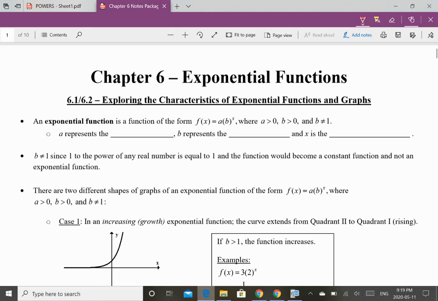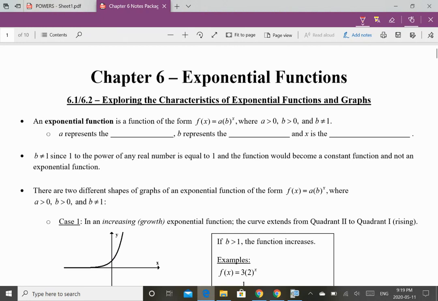In Chapter 6, we are looking at exponential functions. We are going to look at what the graph of an exponential function looks like, what the equation of an exponential function looks like, and what the connection is between the equation and the graph of an exponential function. We are going to look at solving exponential equations, including those equations that arise from an application situation.